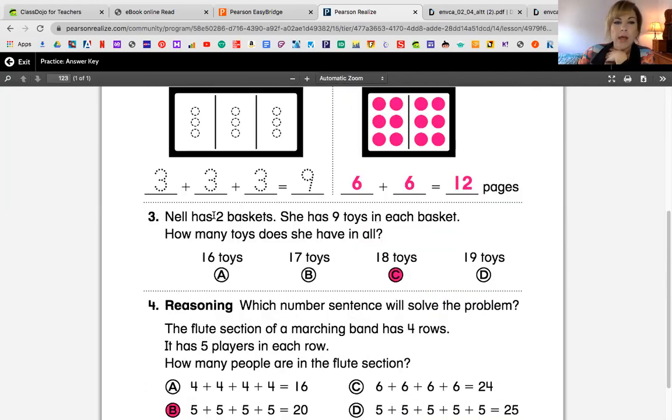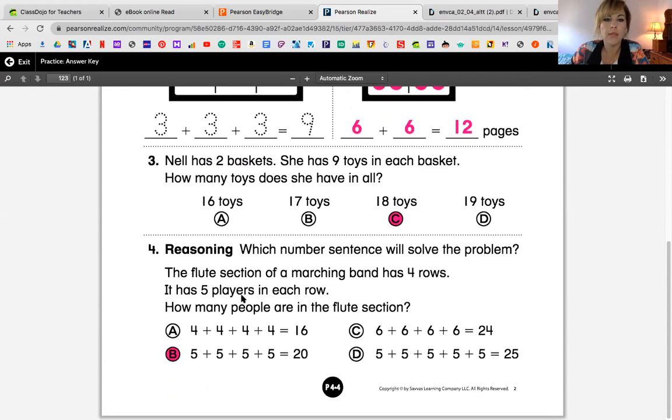Number 3 says Nell has 2 baskets. She has 9 toys in each basket. So this row has 9 and this one has 9. So my sentence should be 9 plus 9, and then the total is 18. So your answer should be C, 18. And then the flute section on a marching band has 4 rows. It has 5 players in each row. What would be my sentence? So here are my rows. I have 5 here, 5 here, 5 here, and 5 here. So 5 plus 5 plus 5 plus 5 equals 20. Okay. So that was your math practice workbooks.